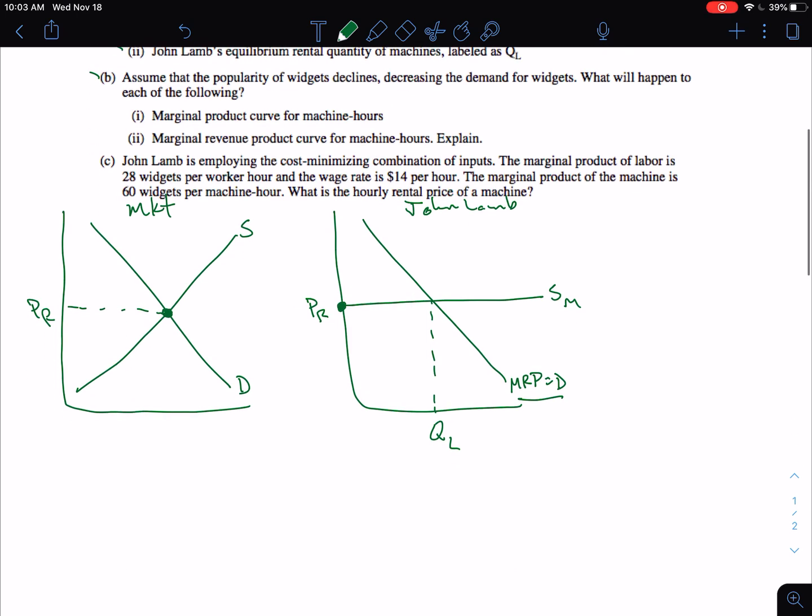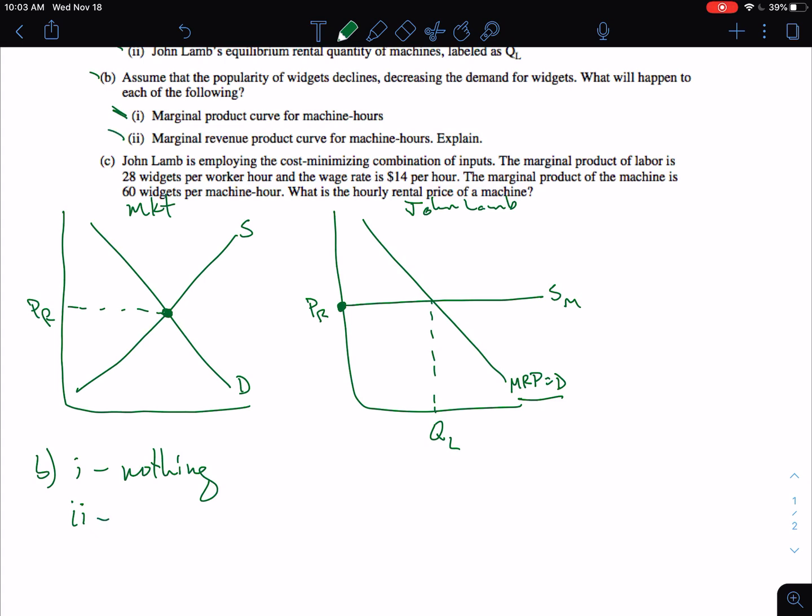Assume the popularity of widgets declines. What will happen to the following? So in B1, what happens to the marginal product curve for machine hours? So this is basically saying, now that widgets are less popular, will the machines make them at a different rate? And of course, nothing will happen, right? So the machines make widgets at whatever rate they make widgets. The machine doesn't care whether widgets are popular or not. So nothing's going to happen to the marginal product curve.